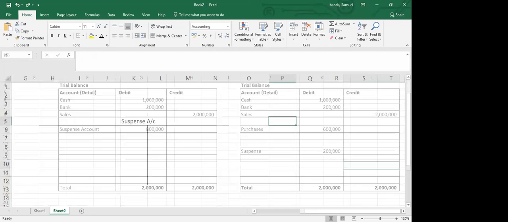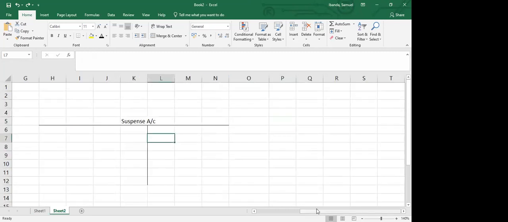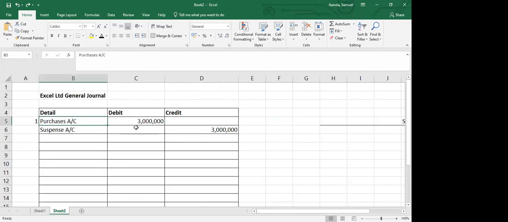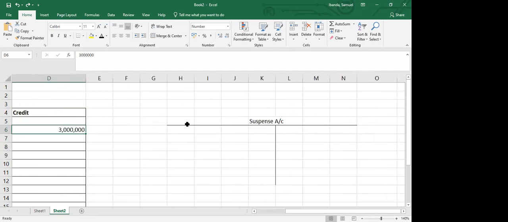And that is why in this question, as we are debiting our purchases with 3 million to cater for the undercast, we are crediting the suspense account so that we write it off. And that's how the 3 million comes in. So as I write it here, mine is to come on the suspense account. This is debit. This is also credit. You get it. So mine is to come on the suspense account and also record that transaction.